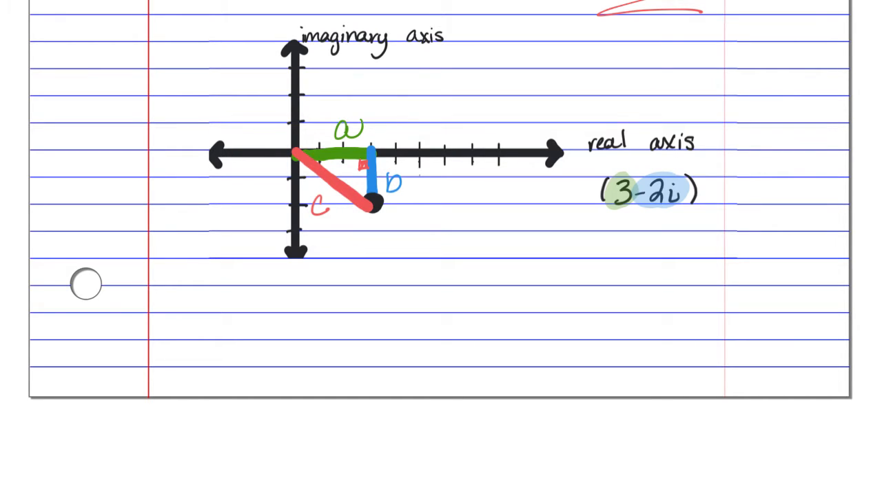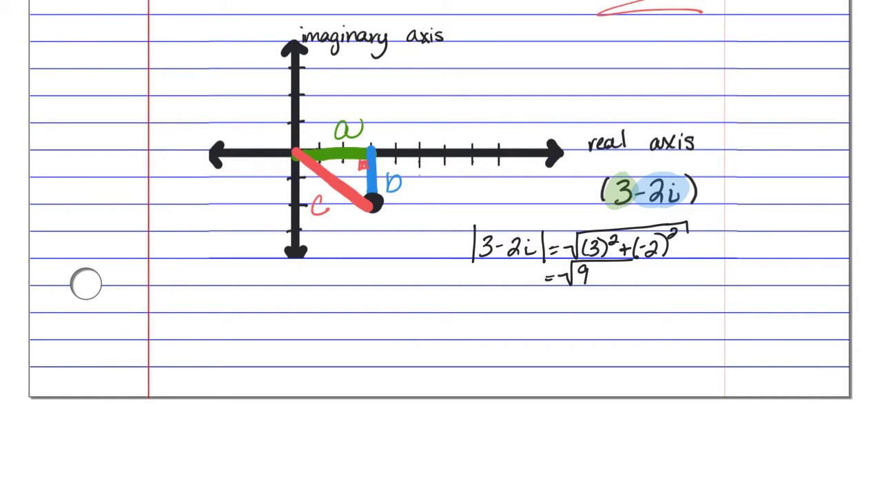So if I was to work this out, I would have the absolute value of 3 minus 2i is equal to the square root of my a value, which is 3 squared, plus a negative 2 squared. So just be really careful with your signs, as you can see.